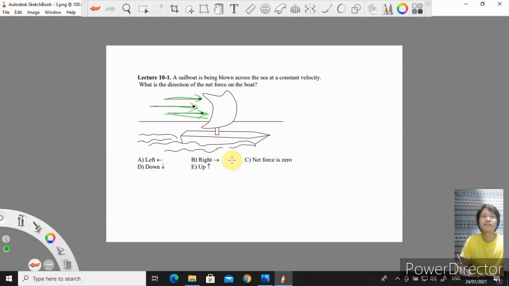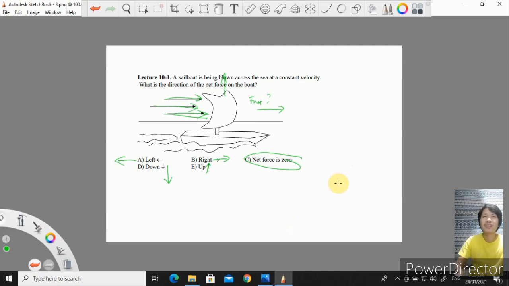How do we answer that? Letter A, the net force is in this direction. Letter D, the net force is downward. Maybe because of the waves the boat goes up and down. Or letter B, towards the right. Is that your net force? What do you think? Or letter E, is your net force upward, the net external force? Or letter C, the net force is 0. What do you think? Or you can pause the video, think about it, and then play it again.